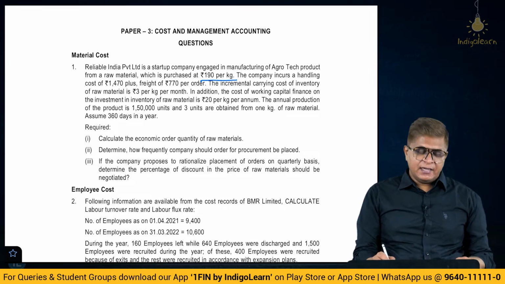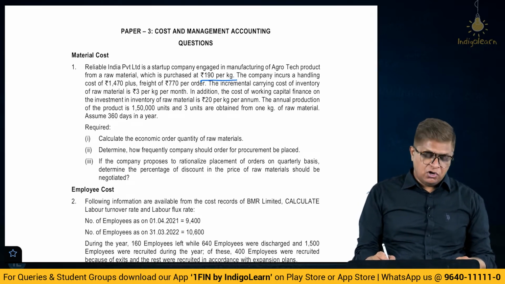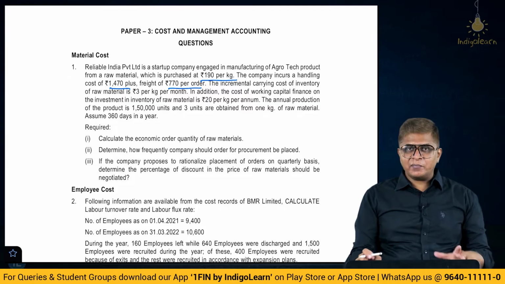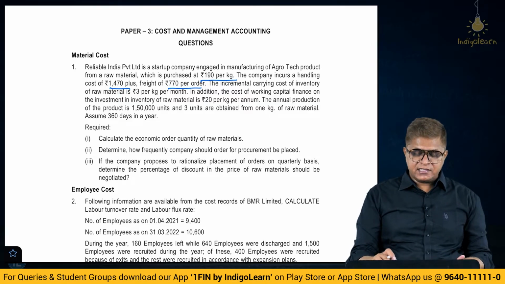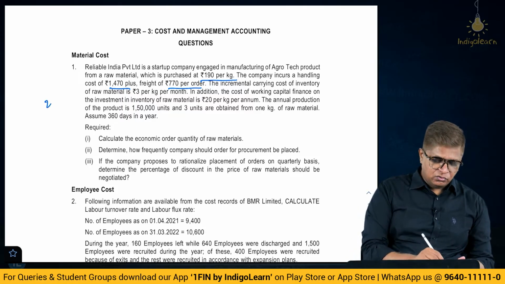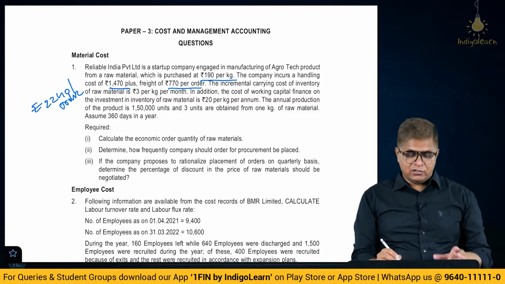The company incurs a handling cost of 1470 plus freight of 770 per order. So every time they place an order, they are going to incur 1470 plus 770, that is rupees 2240 per order. This is the ordering cost.